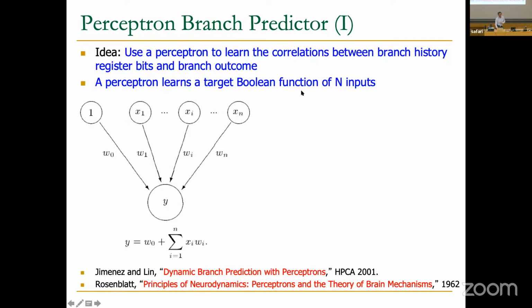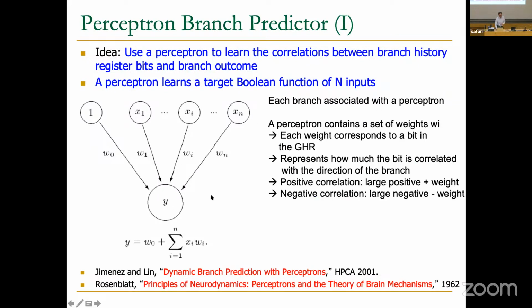So a perceptron learns a target Boolean function of n inputs, and you can see this over here. Each branch is associated with a perceptron, okay? And a perceptron contains a set of weights, Wi, which are shown over here. Each weight corresponds to a bit in the global history register, okay? And it represents how much the bit is correlated with the direction of the branch, okay?